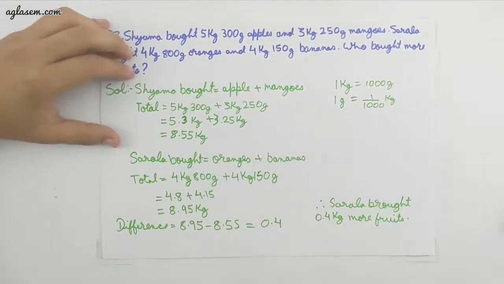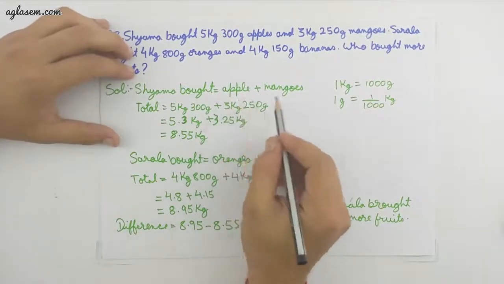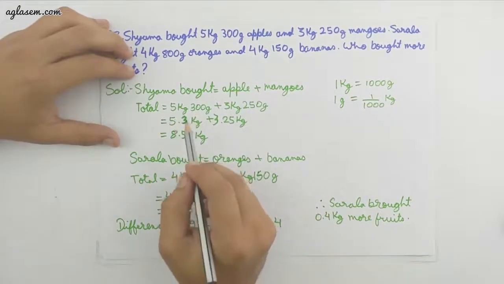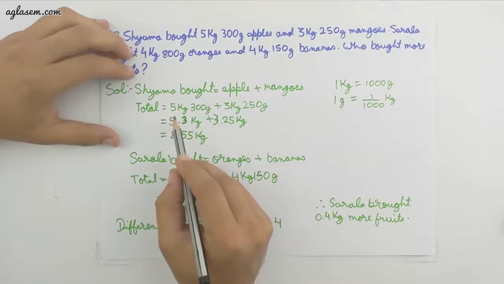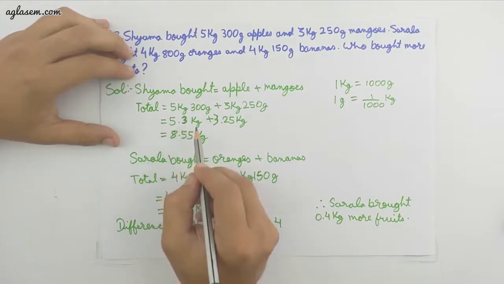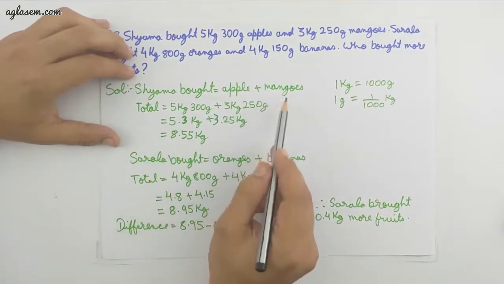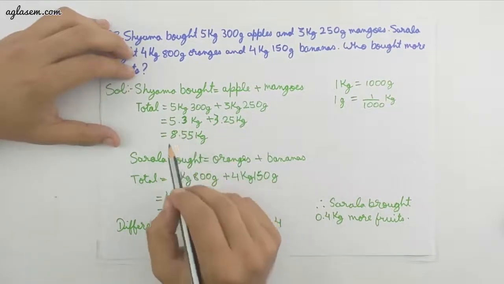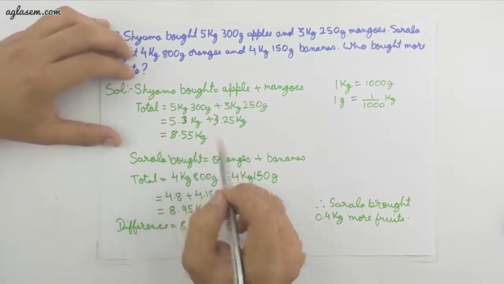First we will calculate Sham's part. Sham bought apples and mangoes. We will first convert everything into kilograms. That means Sham bought 5.3 kilograms of apples and mangoes, that will be 3.25 kilograms. The total of this will be 8.55 kilograms.